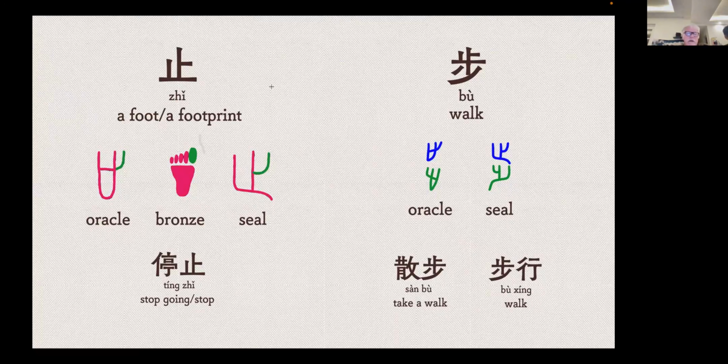So, this is a very strong use of the Goujian. We can say it is a jiao or a jiao ying.